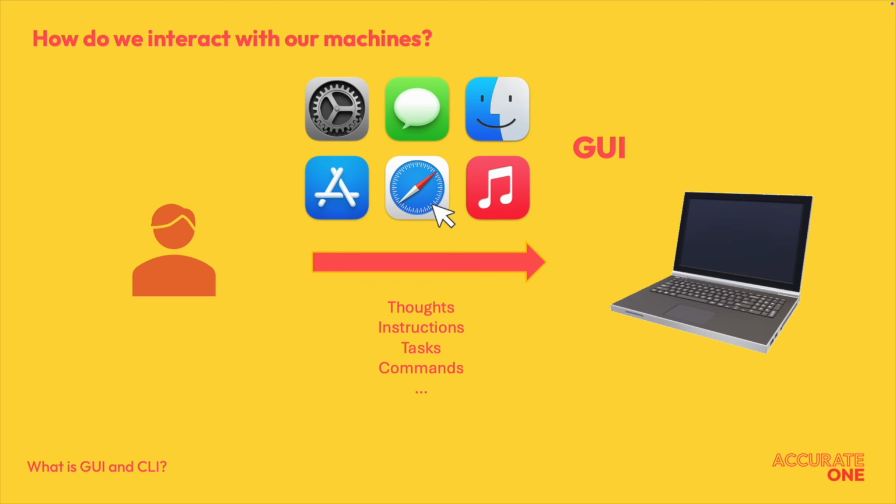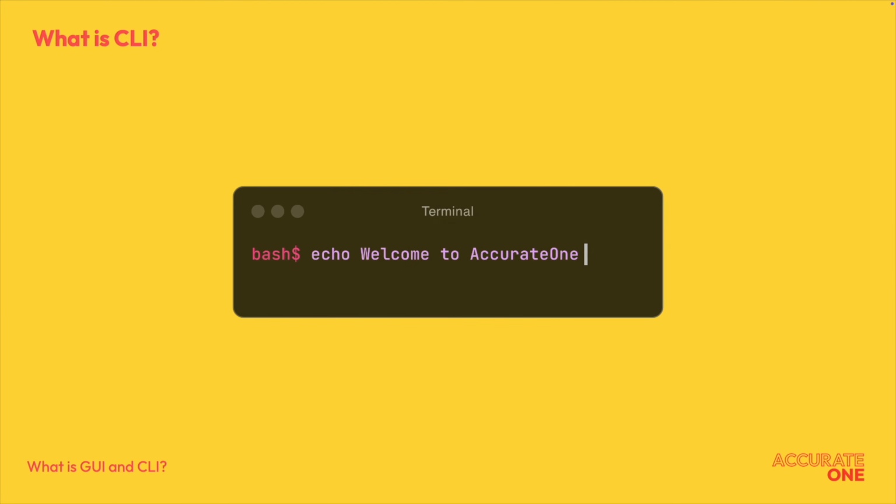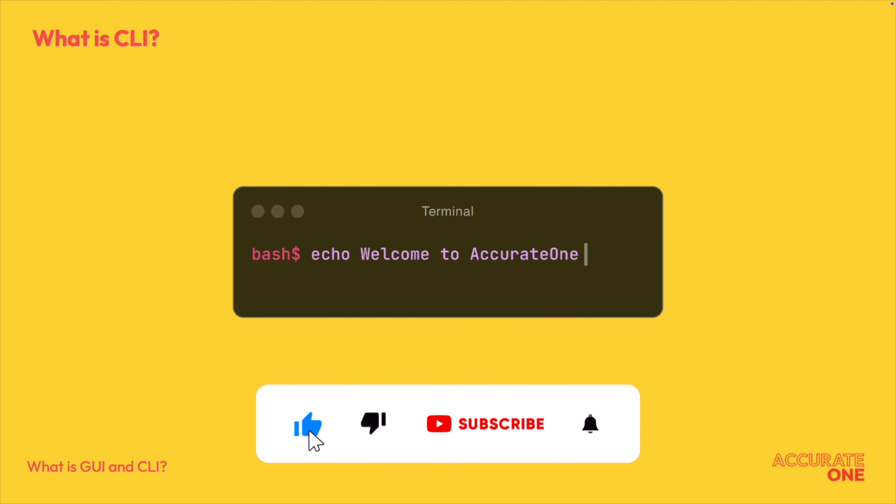The CLI, or Command Line Interface, is what you might picture when you think of a hacker in old movies: a black screen with white text and a blinking cursor. Instead of clicking, you type specific instructions. While it may look old school, the CLI is incredibly powerful and efficient. It's like talking directly to the computer in its native language.